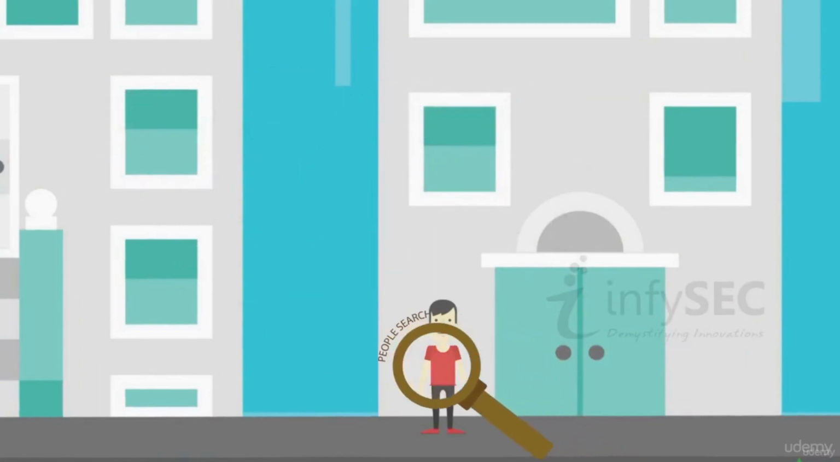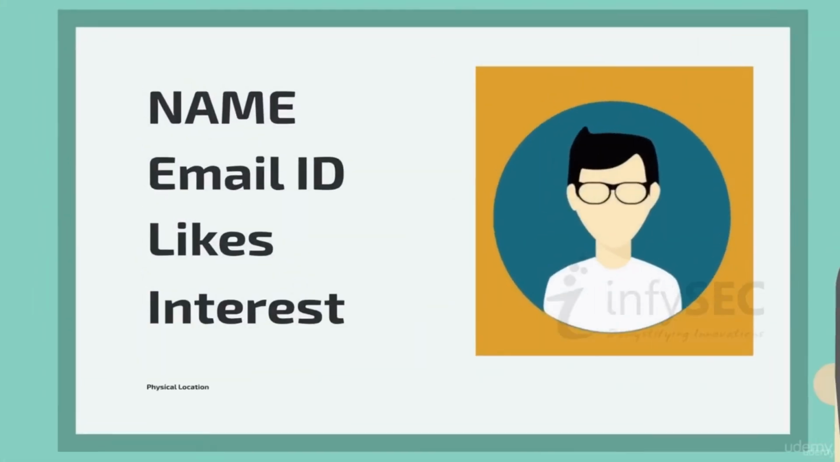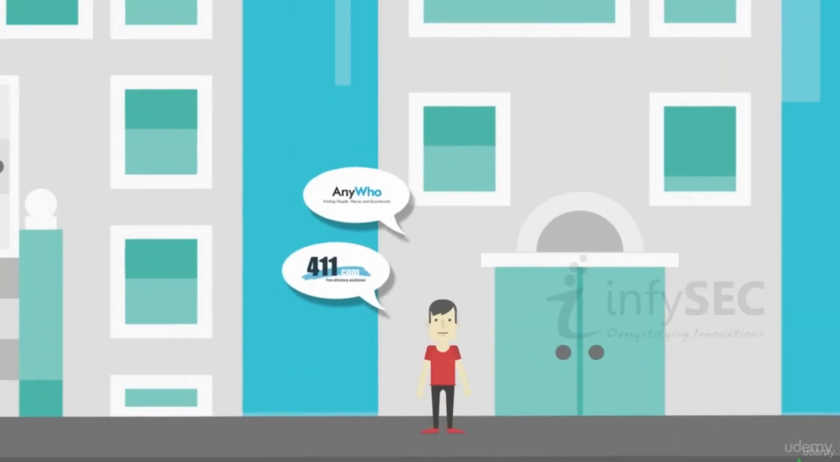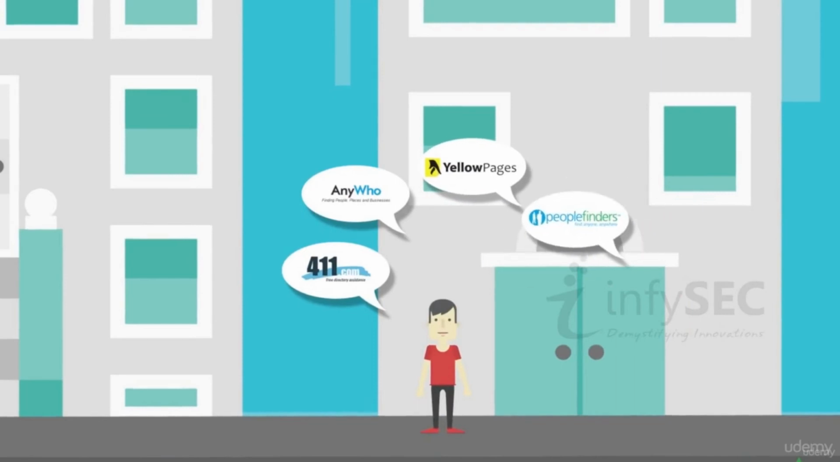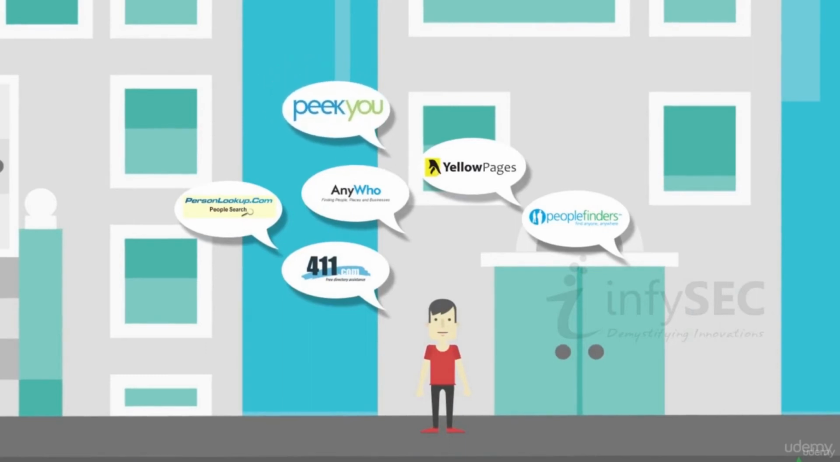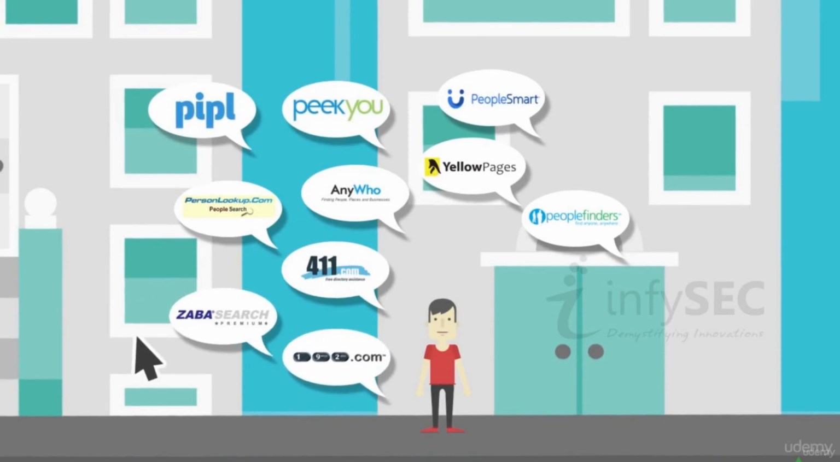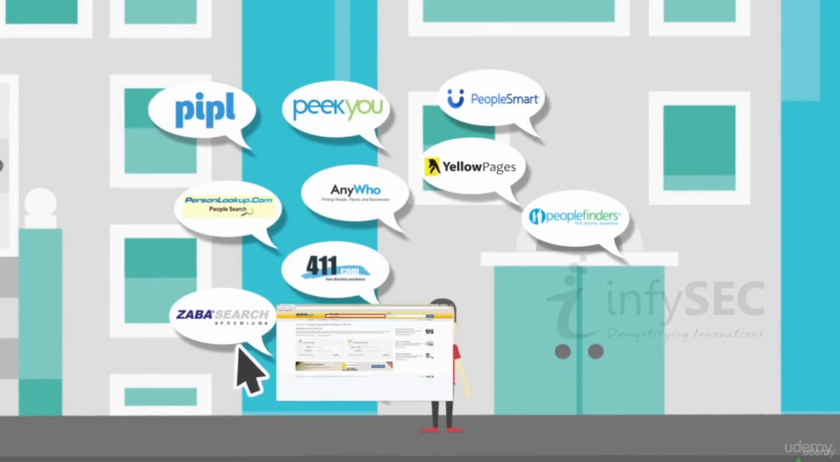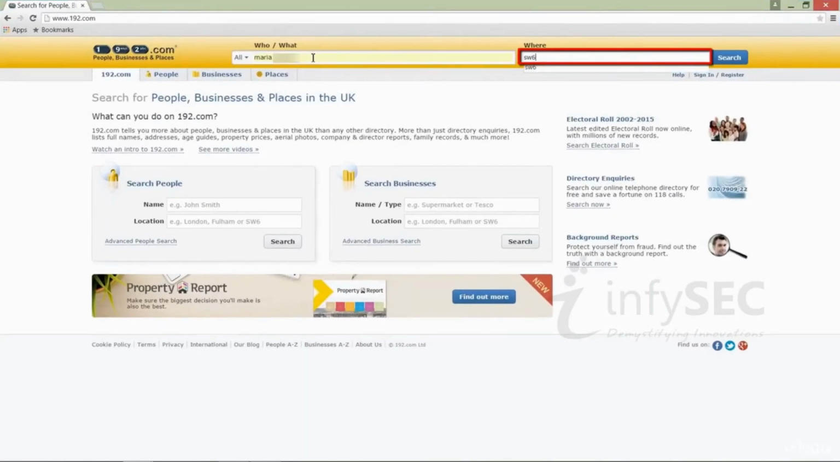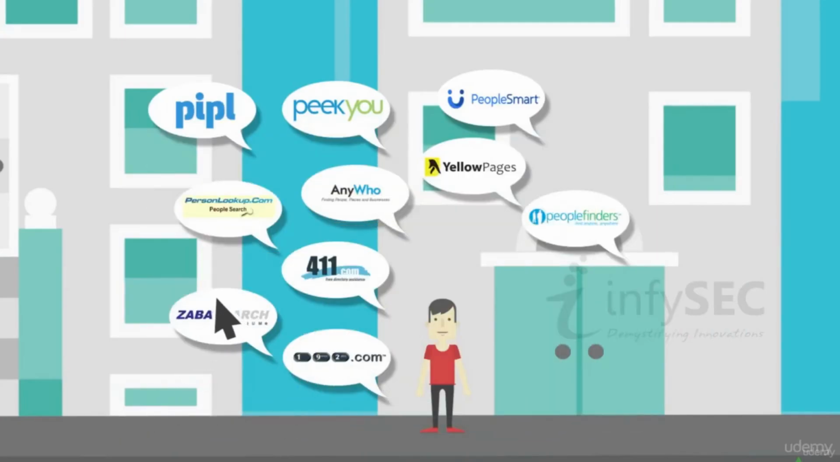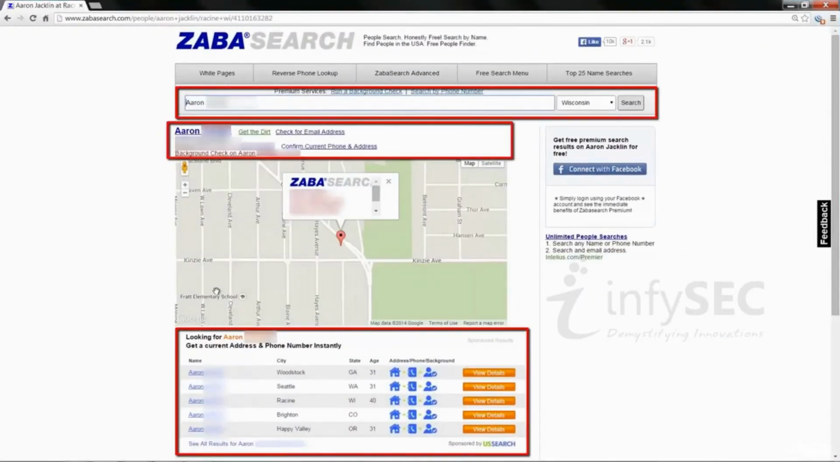People search websites help in locating the physical address of the target individual. Such sites include 411.com, Anywho, Yellow Pages, peoplefinders.com, personlookup.com.au, PeekYou, PeopleSmart, People, Zabba Search, and 192.com. 192.com reveals the physical location of the individual along with the phone number of people residing in the UK, whereas Zabba Search is yet another website that allows a person to acquire the location of an individual in the US.